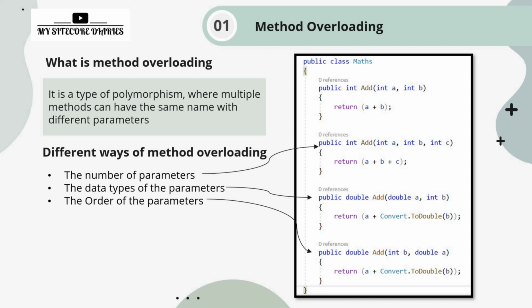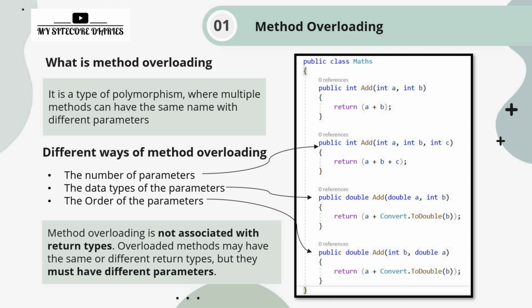So what is method overloading? It is a type of polymorphism where multiple methods can have the same name with different parameters. And how can we do that? In three ways. We can have a different number of parameters, a different data type, or a different order of the parameters. Please note, this is an important note, that method overloading is not associated with the return types.